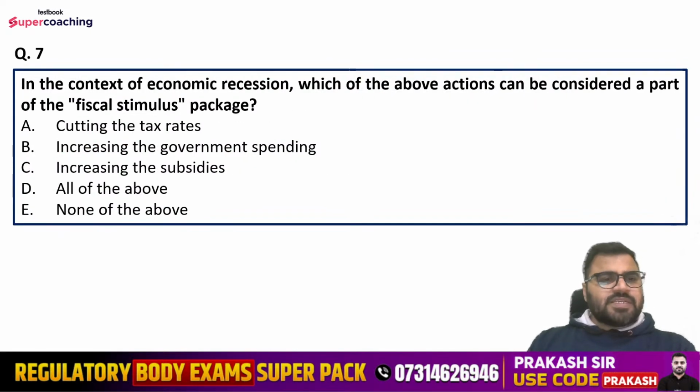Question number 7 is in the context of an economic recession, which of the above actions can be considered a part of the fiscal stimulus package? Options are cutting the tax rates, increasing the government spending, increasing the subsidies, all of the above, or none of the above. Yes, Sky, you have attempted it correctly. Option number C is the right answer. Now, let me know the right answer for question number 7.